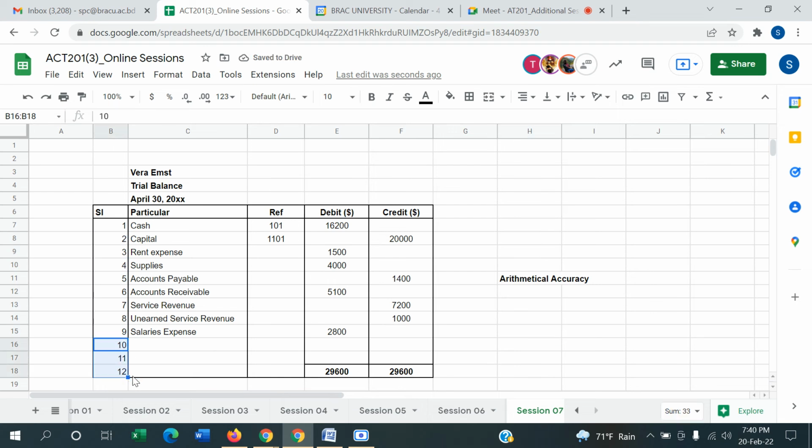No, sir, there might be mistakes. There might be some mistakes. This is the limitations of trial balance. Okay, this is the limitations of trial balance.